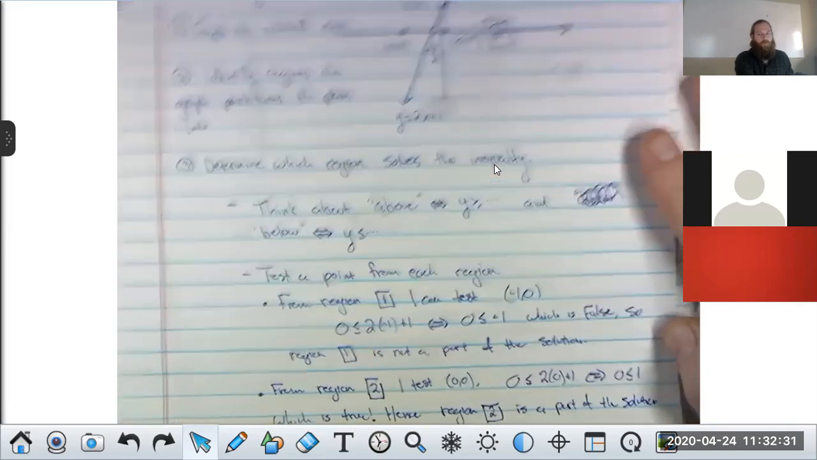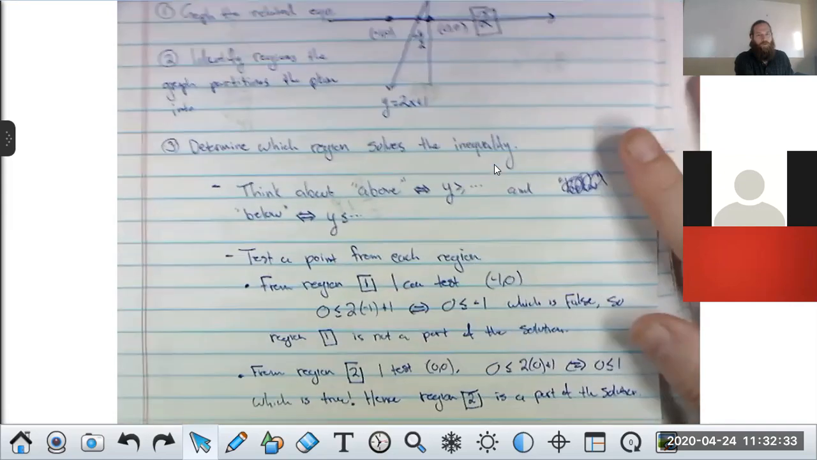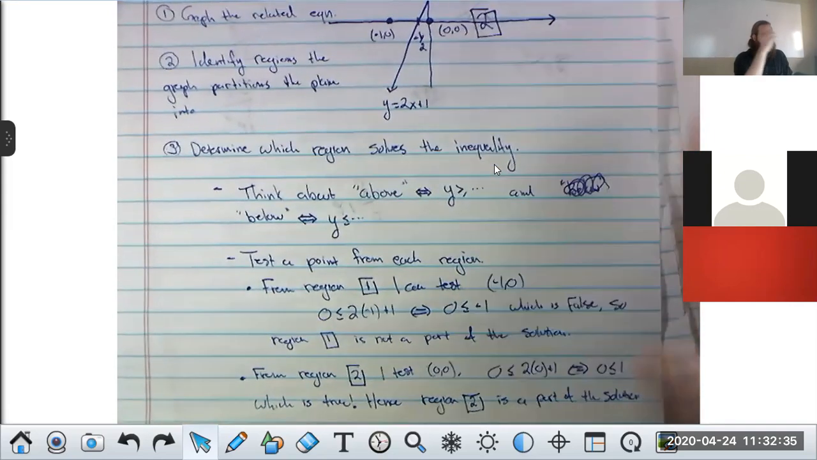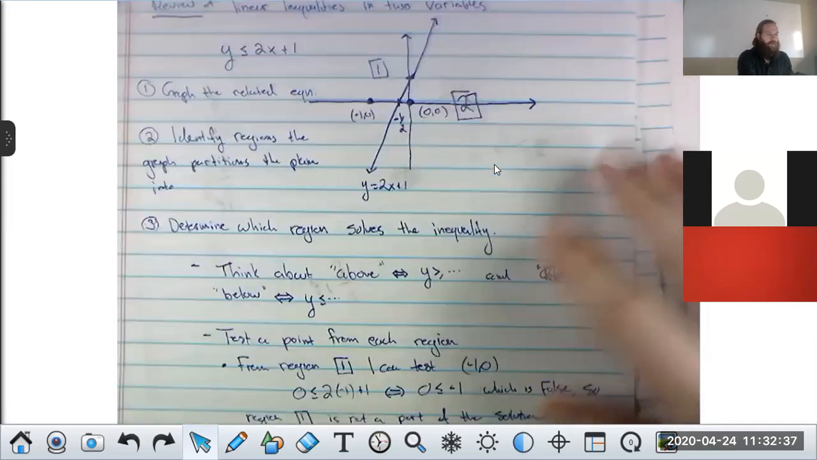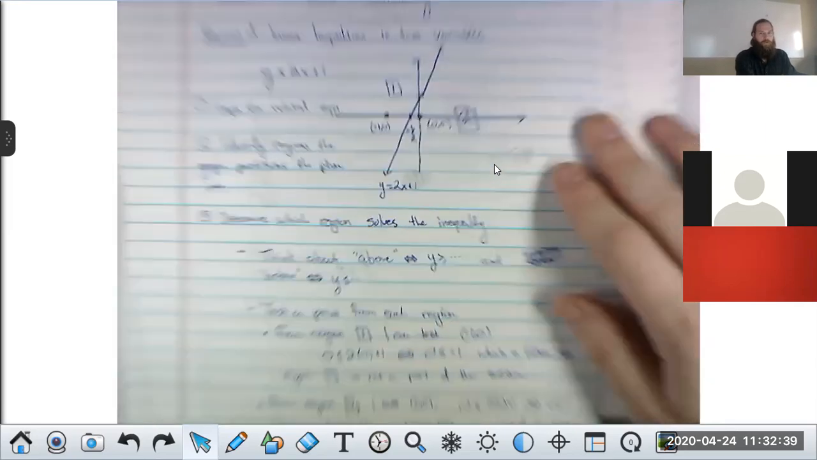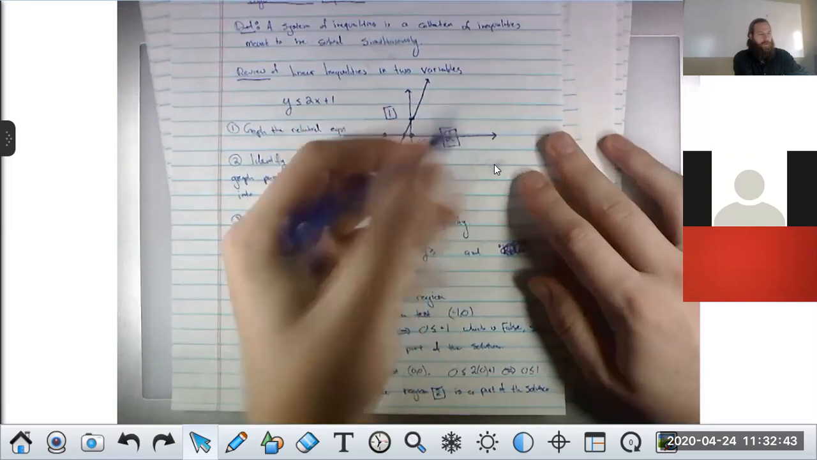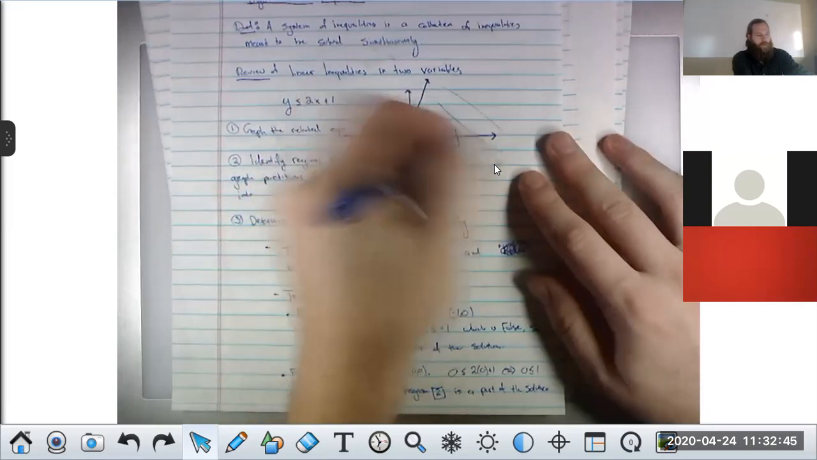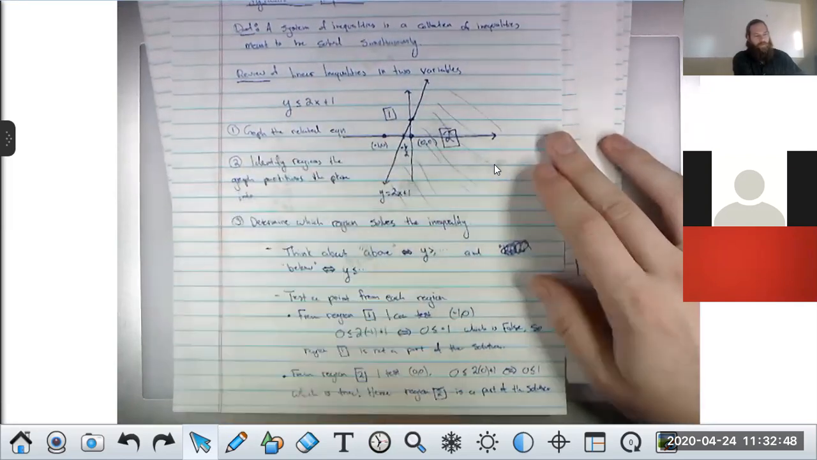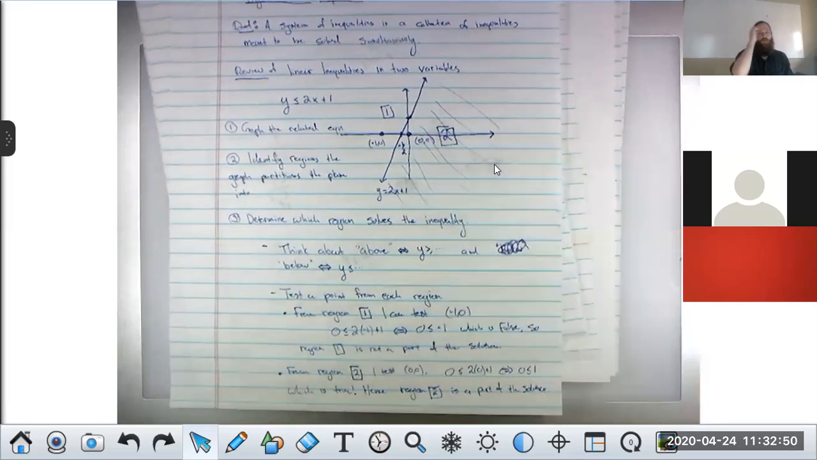And since there's only those two regions, region 1 and region 2, region 1 is not a part of the solution, region 2 is a part of the solution, I can come back and say my whole solution has to be region 2. And the way I indicate that is by shading. All right, so I would shade that portion of the plane and say this is the solution to that inequality.